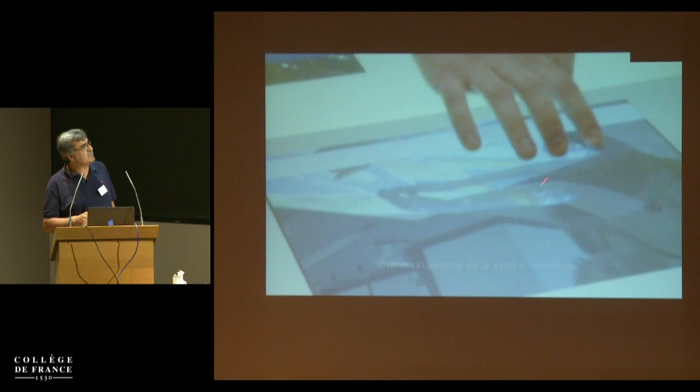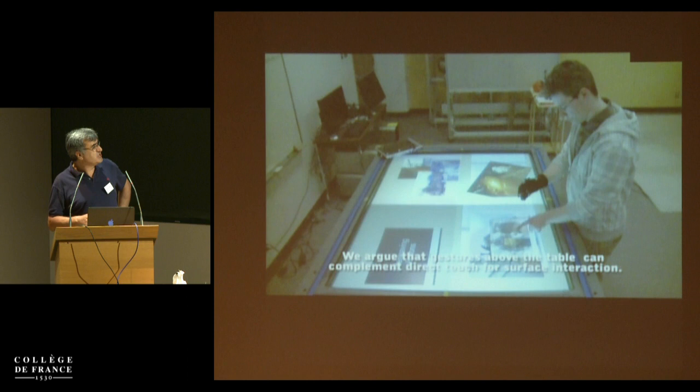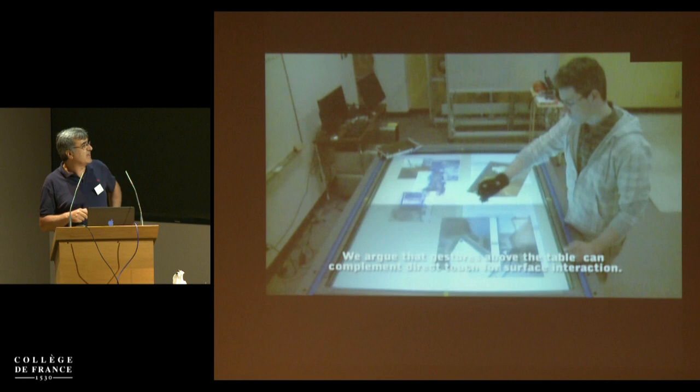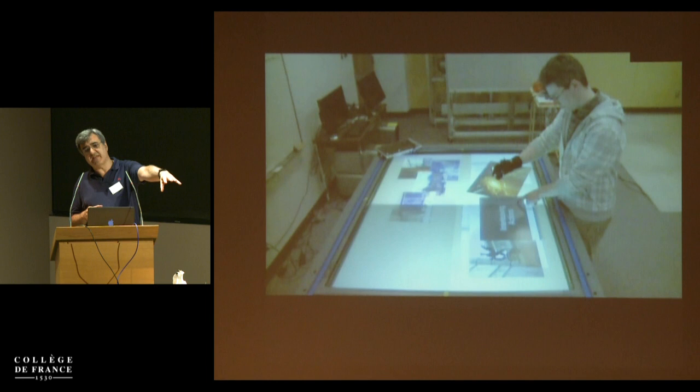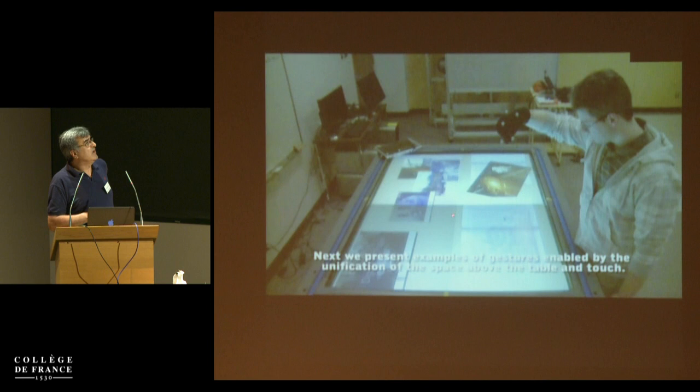So how do you integrate the space above the table with direct touch? We argue that the gestures above the table could complement direct touch on the surface in some nice ways. One of them is that you can extend reach. You are no longer confined to where your arms are able to get you, but you can point out there.